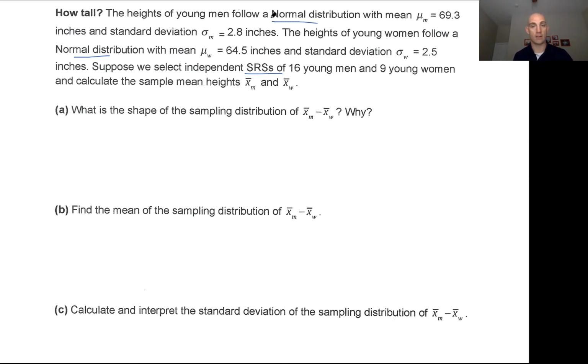Like I outlined here, we've got a normal distribution for men and a normal distribution for women. Now, one of the things about watching this video is you may want to pause here and work through A, B, and C on your own, and then come back and unpause it, and I can show you what I got for my answer. That can be a way to check yourself, so you don't get lulled into a false sense of, oh, I know what I'm doing, because he knows what he's doing, okay? So the shape of the sampling distribution should be approximately normal, and why?